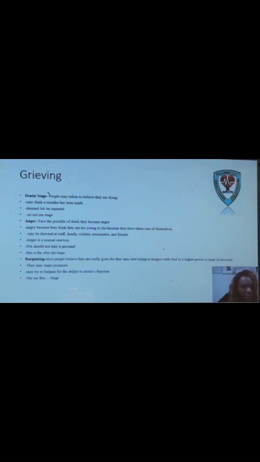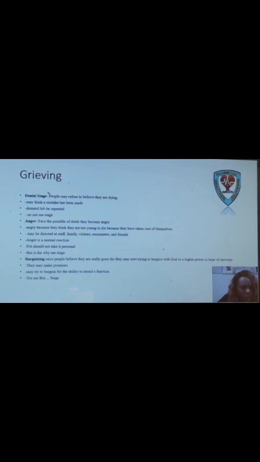This is the "not me" stage, the denial stage. Anger. This person faces the possibility of death. They become angry. They are angry because they think that they are too young to die, or because they have taken good care of themselves, or they've been a good person. So they may direct their anger to the staff, their family members, visitors, roommates, and friends. Anger is a normal reaction. Nursing assistants should not take it personally.